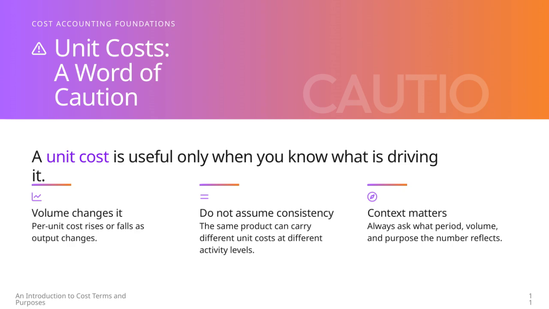Another key point is that the same product can have different unit costs at different levels of activity. That means if you're comparing costs, you have to consider the context carefully. Always ask yourself what time period the cost relates to, what the production volume was, and what the cost is being used for. By keeping these factors in mind, you get a clearer and more accurate understanding of what unit costs really mean. This caution helps ensure you make better decisions based on the numbers.